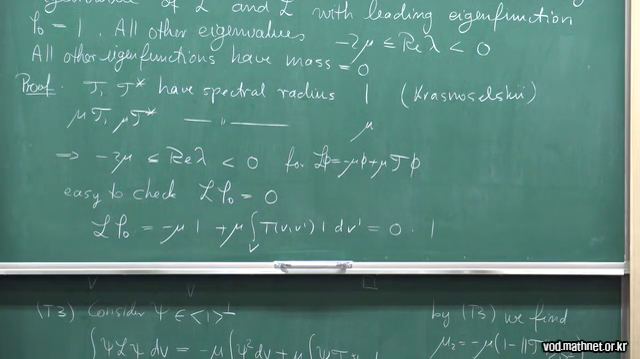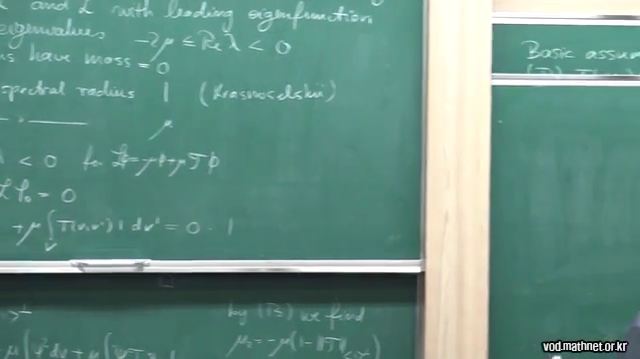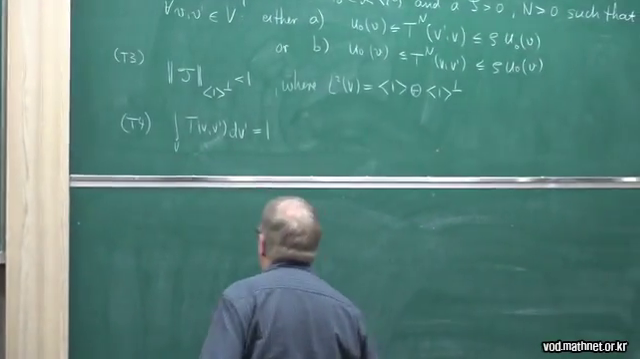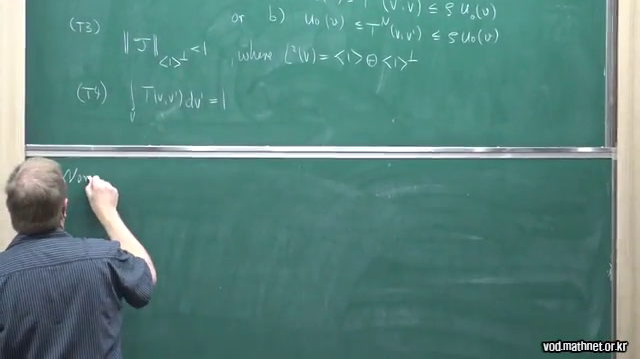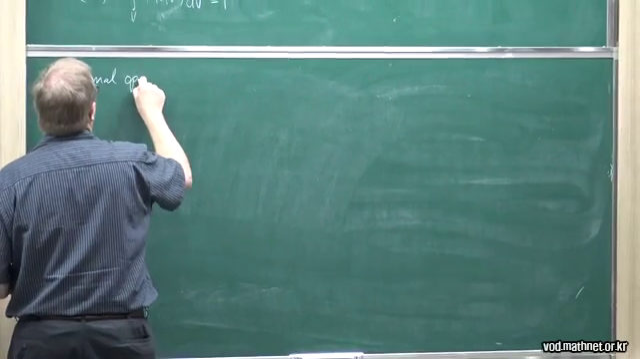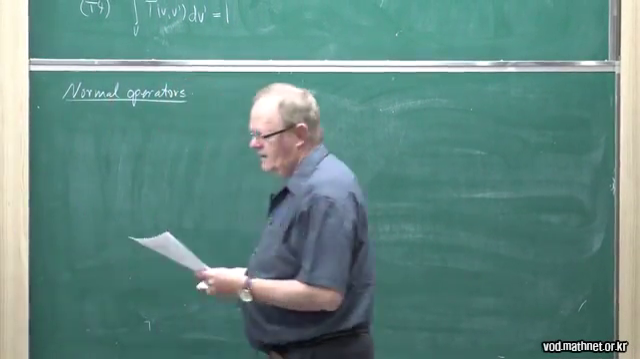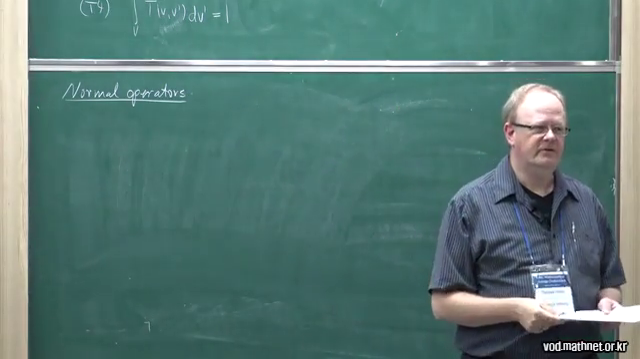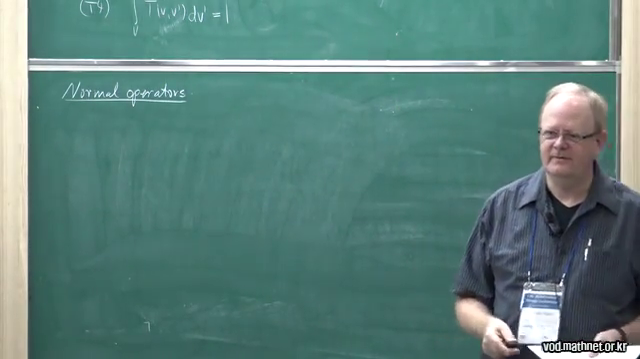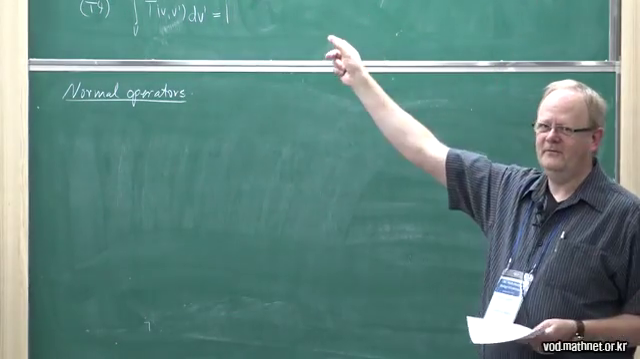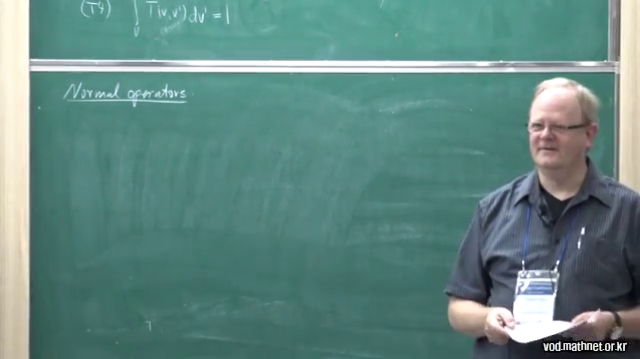Okay, so I would like to make another example, which really helps to understand. But I need one more notion, and this is the notion of normal operators. So let's think about matrices first. Who has heard about normal matrices? Okay, a few of you. Who knows what a normal matrix is?